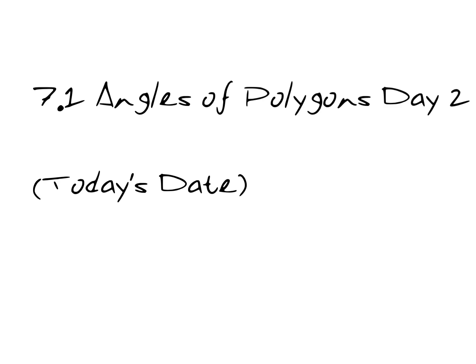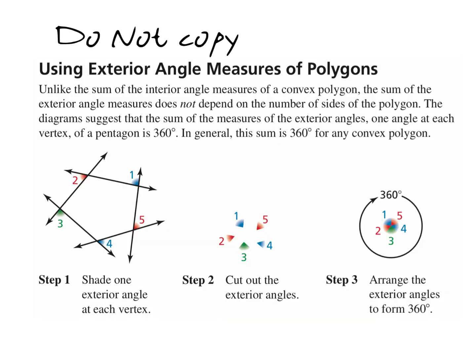So today we're doing 7.1, day 2. And today, the main difference is we're going to add exterior angles in. You have this in your little half sheet, but it's using exterior angles, measures of polygons.